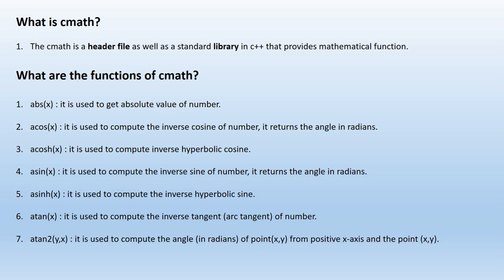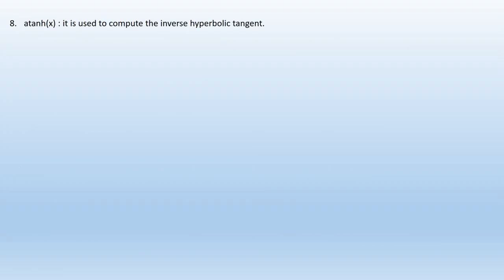The second inverse tangent function. It is used to compute the angle in radians of the point x and y from the positive x-axis and the point x and y. The inverse hyperbolic tangent function. It is used to compute the inverse hyperbolic tangent. The cube root function. It is used to compute the cube root of a number.